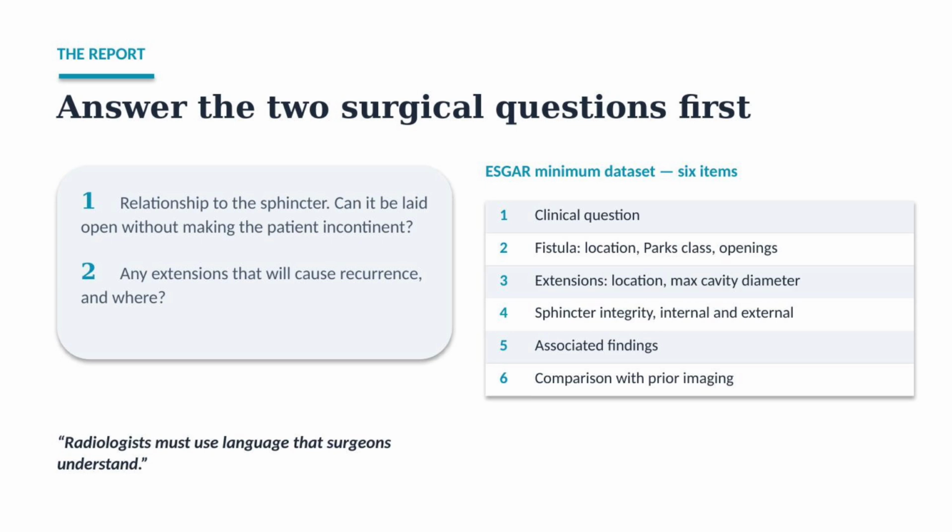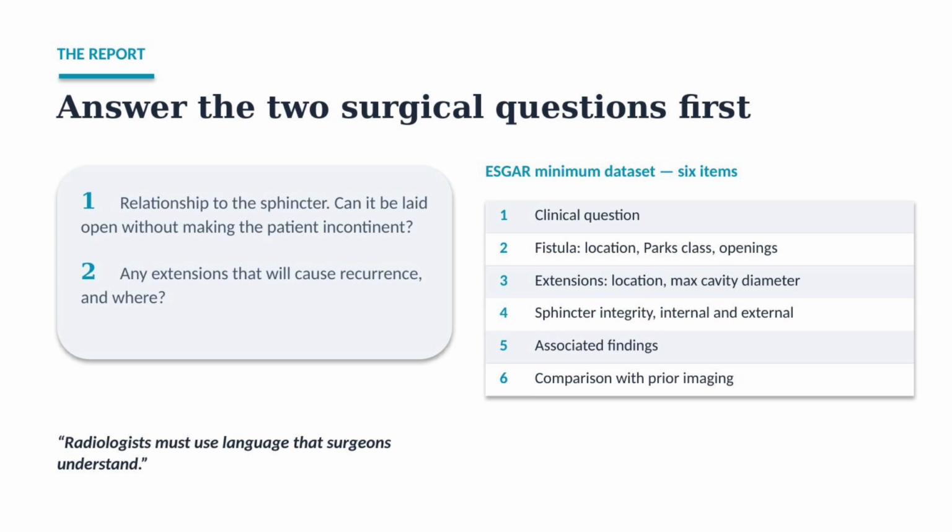The paper anchors its reporting in the ESGAR minimum dataset. There is one line that should hang above every perianal MRI workstation. It is unhelpful to describe the many twists and turns of each individual fistula, because that is not how colorectal surgeons think about the disease. Radiologists must use language that surgeons understand.